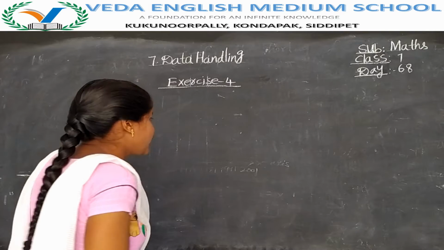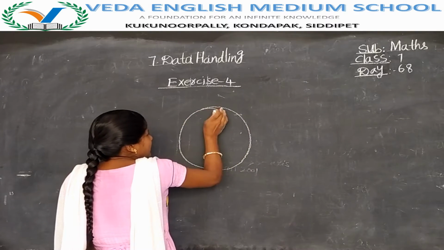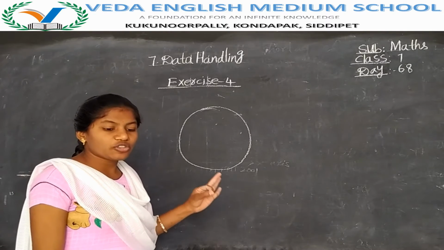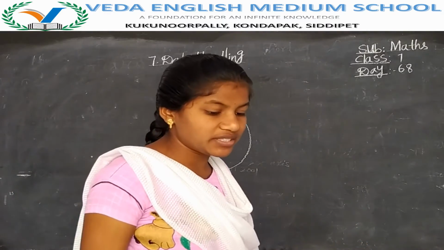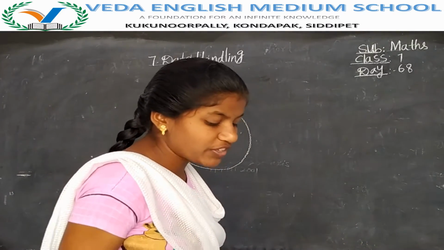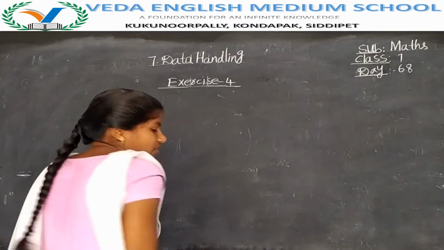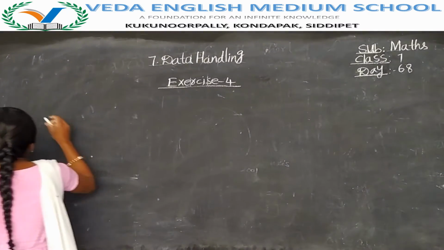To draw the pie chart, first of all you have to take one circle. Now the circle is 360 degrees. So based on these 360 degrees we have to draw the pie chart. Then how to draw? See here. First we will take this information. They have given that, second solution. Draw a pie chart for the following data.